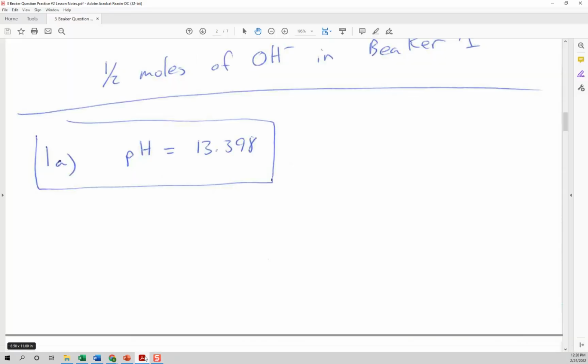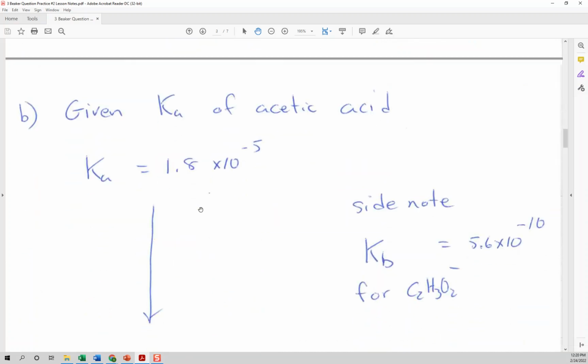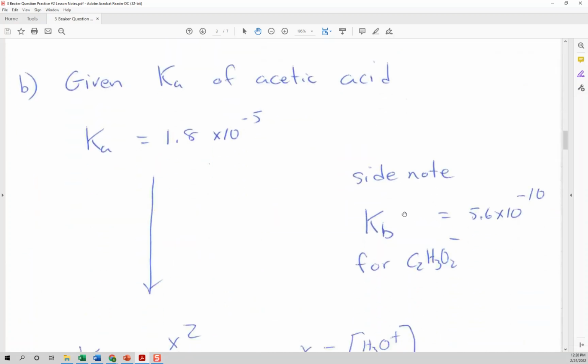Another thing to note, side note: they gave us the Ka for acetic acid. So Kw divided by this gives me the Kb of acetate. Maybe I need it, maybe I don't. But anytime I'm given a Ka, I'm given the Kb of its conjugate base, and its conjugate base, in this case, is acetate. So Kw divided by this gives me the Kb of acetate. I don't need it for question B, but I might need it later.